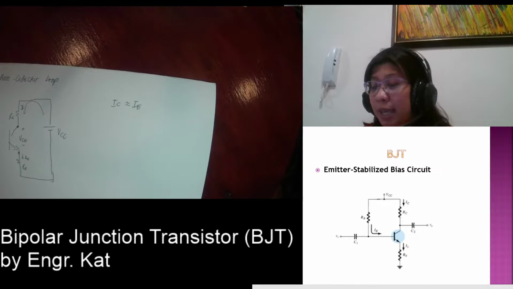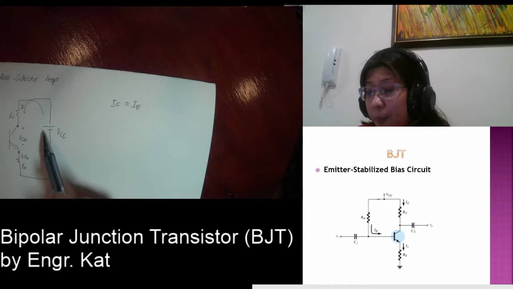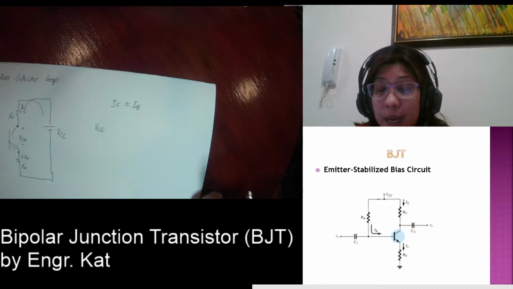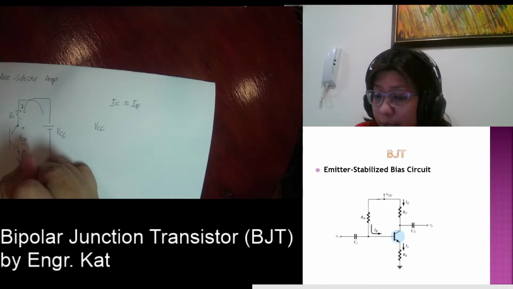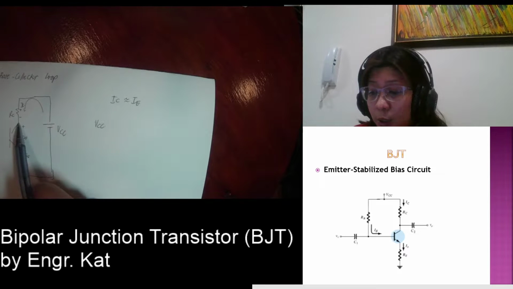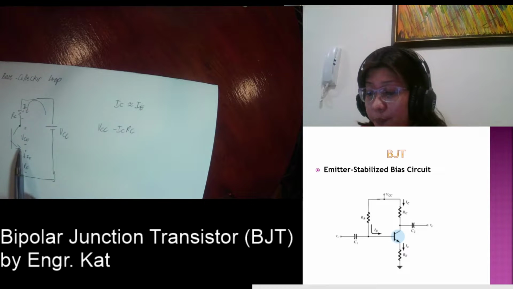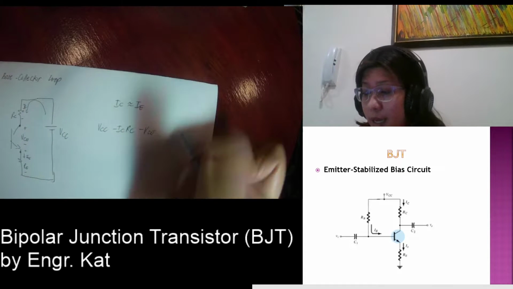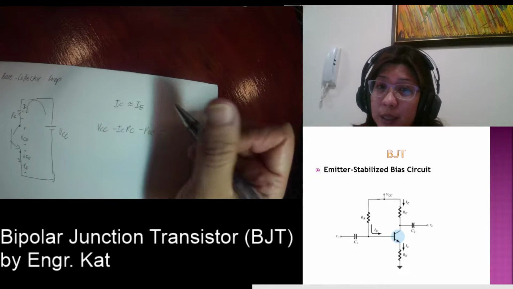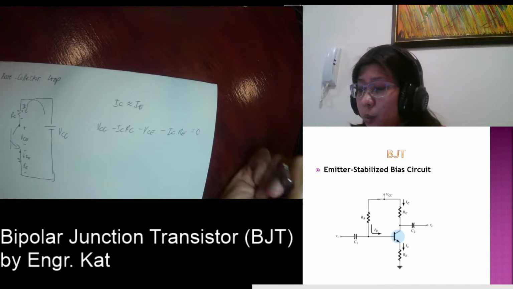Okay, so by KVL again, following this loop, we have plus VCC. Current entering is plus, current leaving is minus. So we have plus VCC, minus IC RC, minus VCE, minus IE RE. But since IC is approximately equal to IE, we will be using IC multiplied by RE. That is equal to 0.